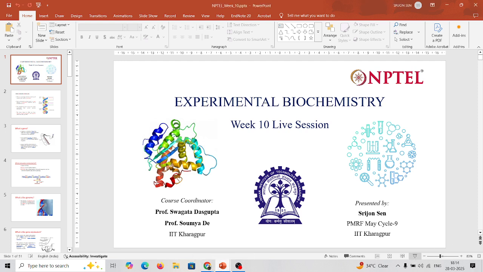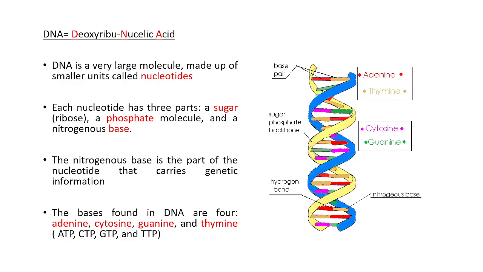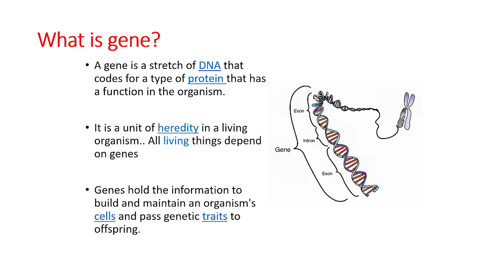In today's class, we would be mostly discussing the basics of recombinant DNA technology. If we go from the basics, we have already seen and heard about DNA, that is deoxyribonucleic acid. DNA is a very large molecule made up of nucleotides, and each nucleotide has three parts: the sugar, phosphate, and the nitrogenous base. These nitrogenous bases carry the genetic information, and they are divided into purines and pyrimidines, among which you have adenine, cytosine, guanine, and thymine.